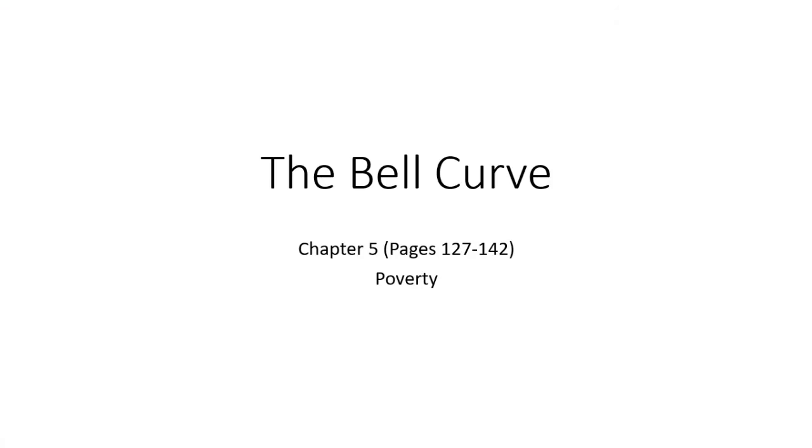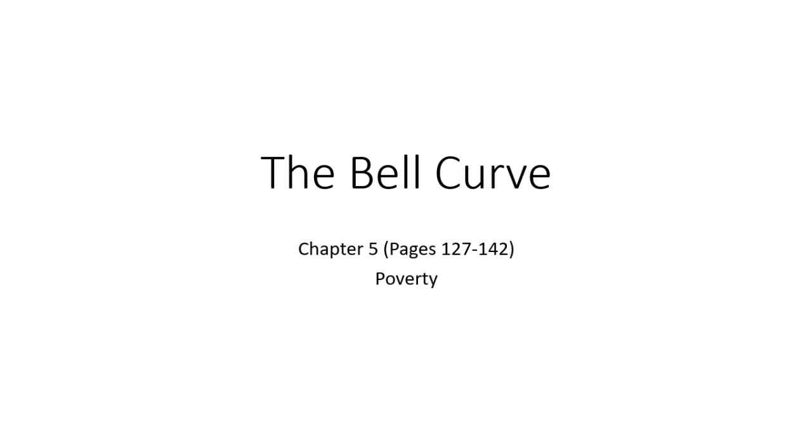We are going to be talking about The Bell Curve, Chapter 5, on poverty and IQ's potential effect on poverty. We are now making the transition into Part 2 of this book. Part 2 is going to deal with social classes and behavior.